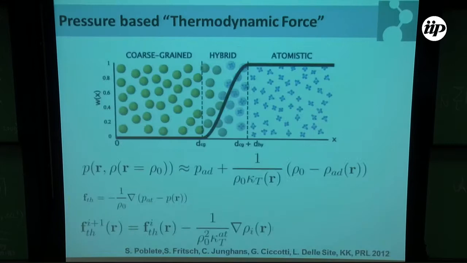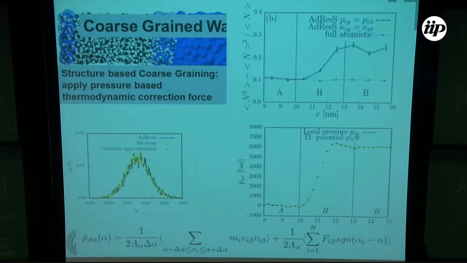And you can do this also with respect to pressure and so on, but I don't want to go into the details here. So what does this look like for a typical example, water? When you run these simulations for water, introducing the proper compensation force or thermodynamic force, what is plotted here is the fluctuation of the number of particles in test slabs: atomistic, hybrid, and coarse-grained. The blue line is the fully atomistic line, the yellow line is the adaptive resolution line with a proper force compensating for the pressure differences, and that is the ansatz without any pressure difference, which of course is different.